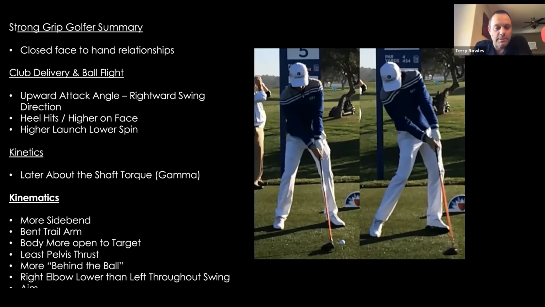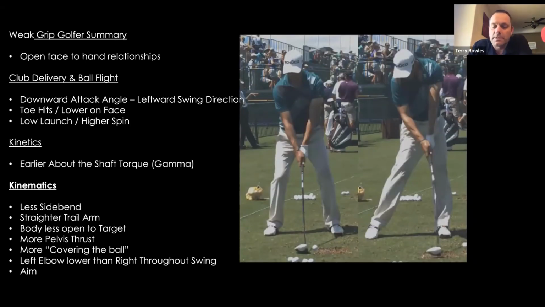The right elbow is lower than the left throughout the swing. If these guys want to hit it straight, they're going to tend to aim a little bit to the left. So, weak grip summary: imagine if you had a philosophy that your address position had to look like your impact. Then you'd call on Martin Kaymer and say, well, you have to grip it pretty weak to do that.